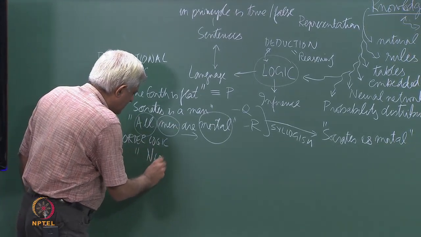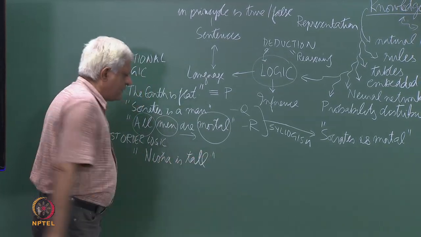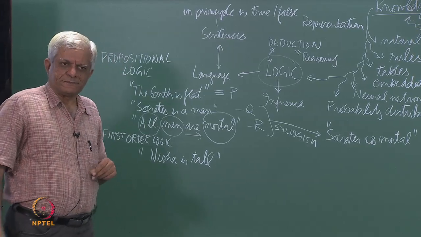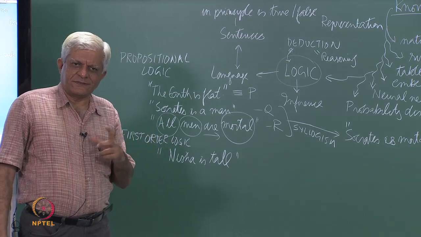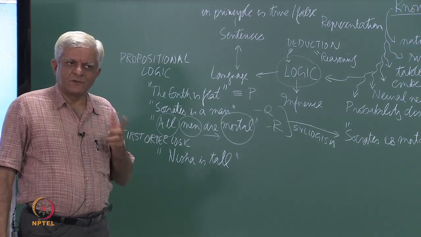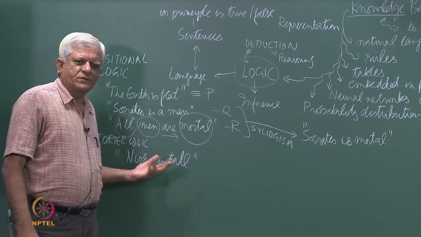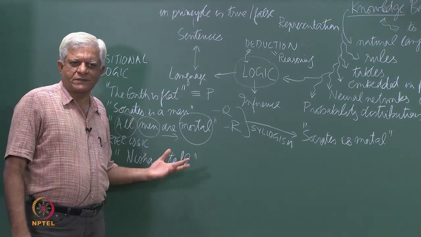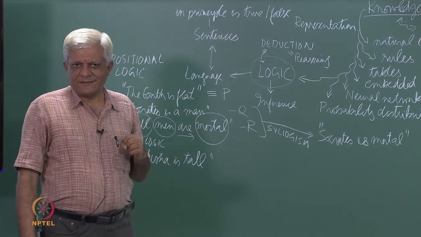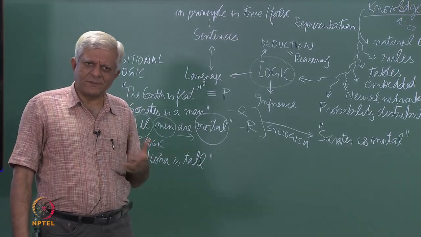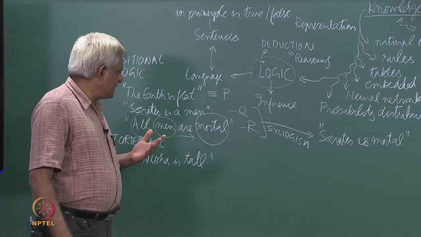If I say Nisha is tall, now that is a statement. In principle, of course, I can give a truth value to this by saying that this is a true sentence or this is a false sentence. But the question arises as to when can I say that this sentence is true. So, logic will also be concerned with semantics, as to when is this sentence true essentially.